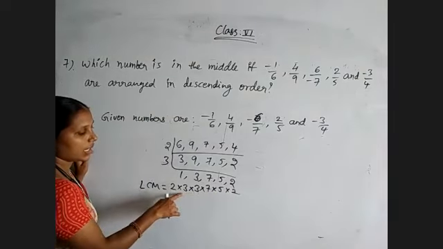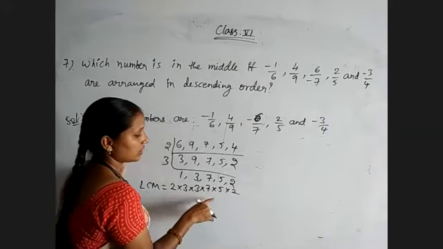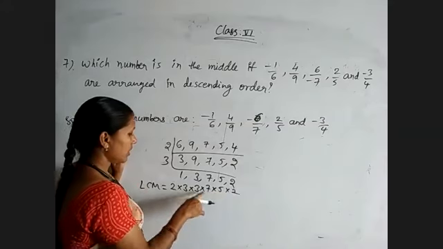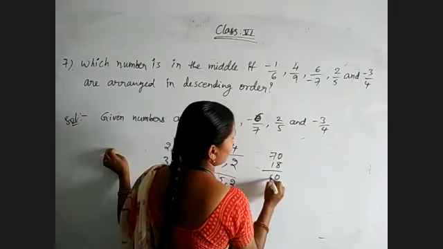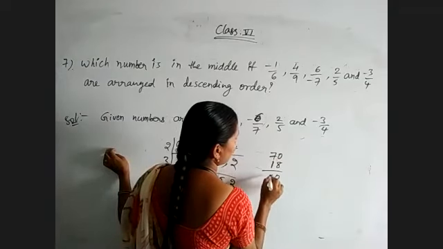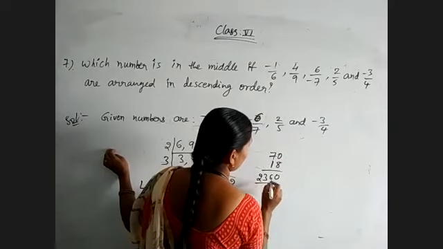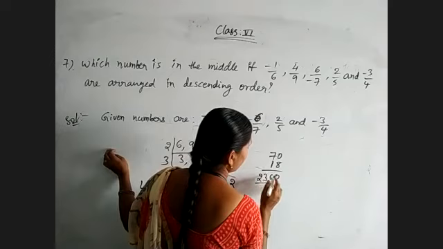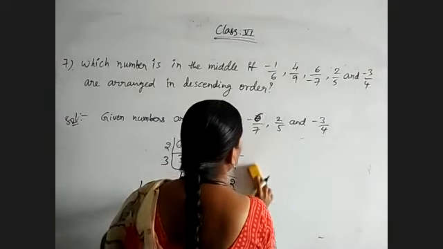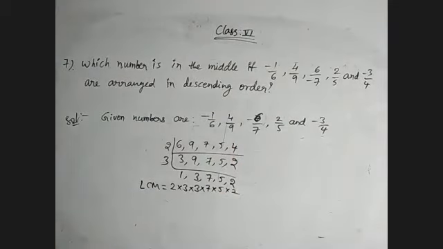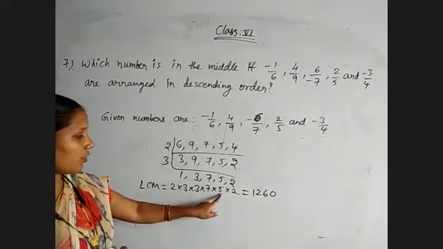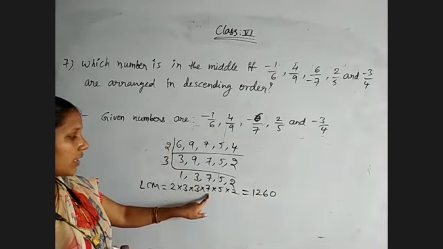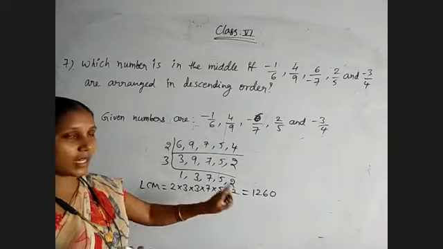So the LCM will be equal to 2 into 3 into 3 into 7 into 5 into 2. 3 threes are 9, 9 twos are 18, 7 twos are 14, 14 into 5 is 70, 70 into 18, 2 twos are 4, 4 fives are 20, 2 sevens are 140, 140 into 9, so 1260 will be the LCM.